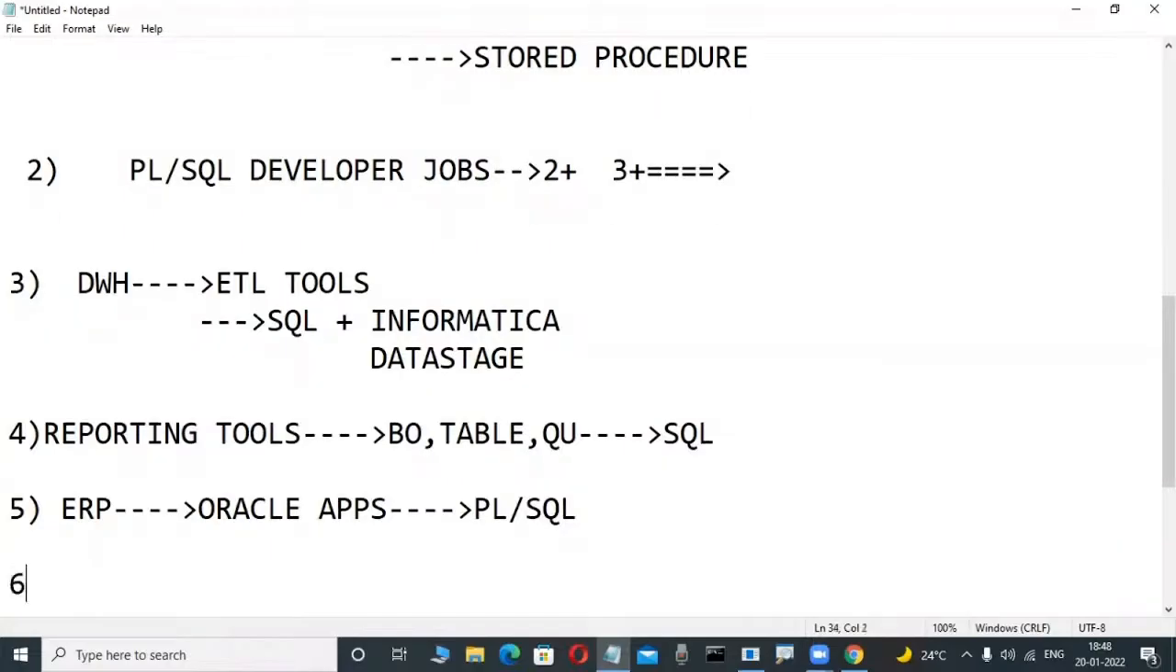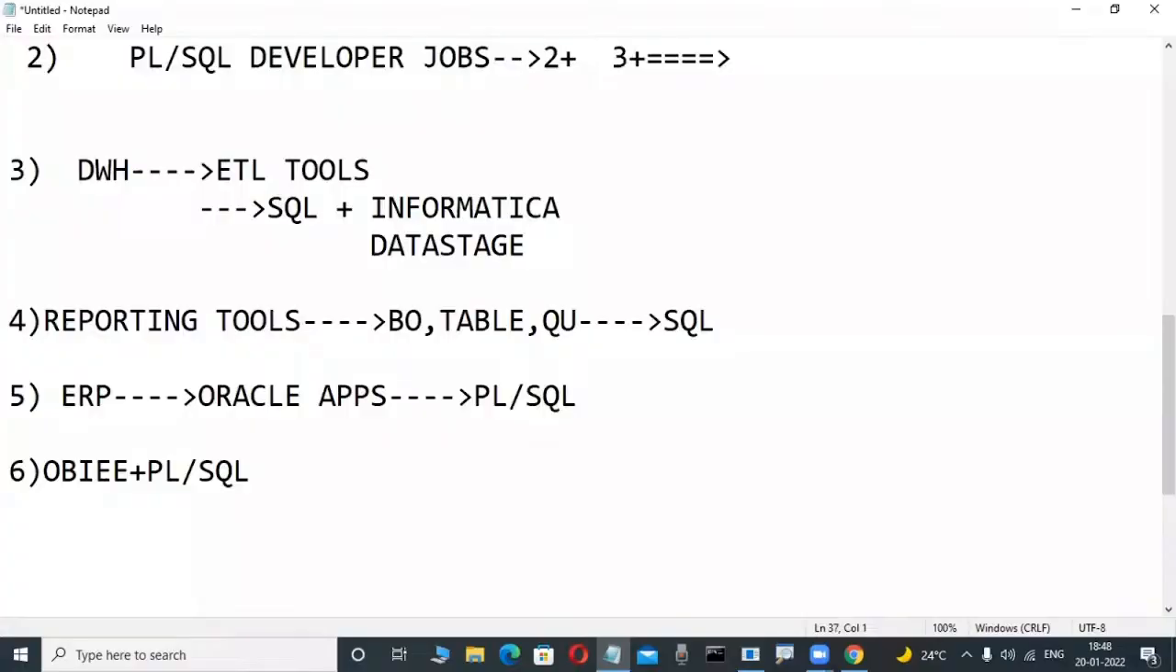Again, OBI programmers are there. OBI is a product, and there are jobs with PL/SQL here. Those persons also are learning these courses. Again, these are different persons.